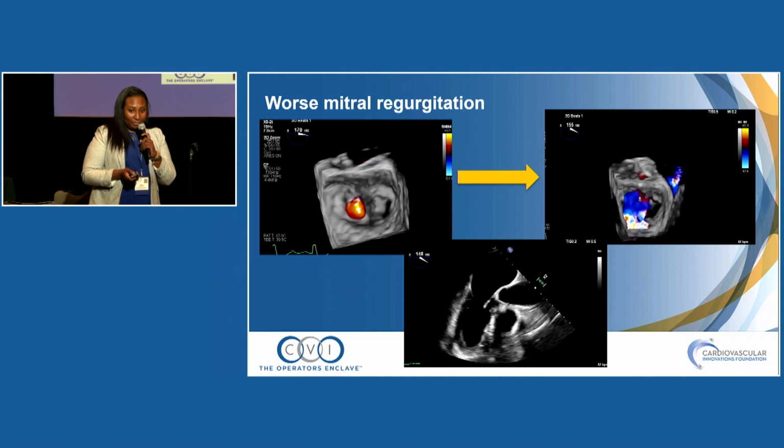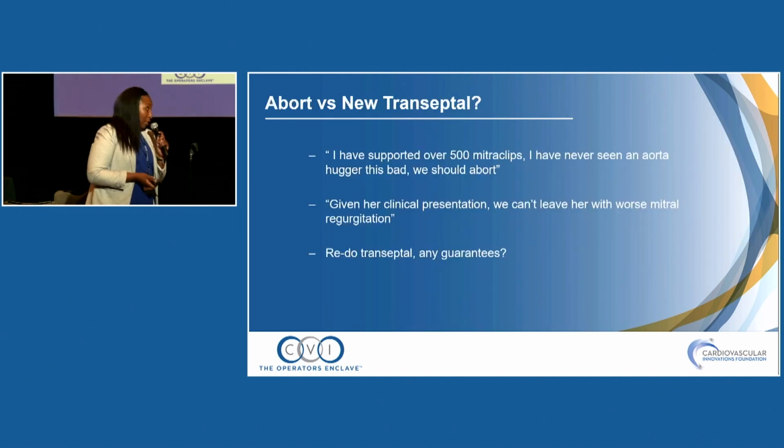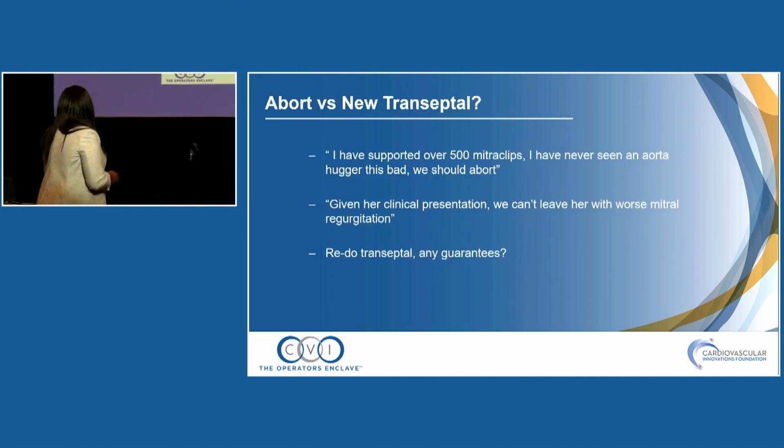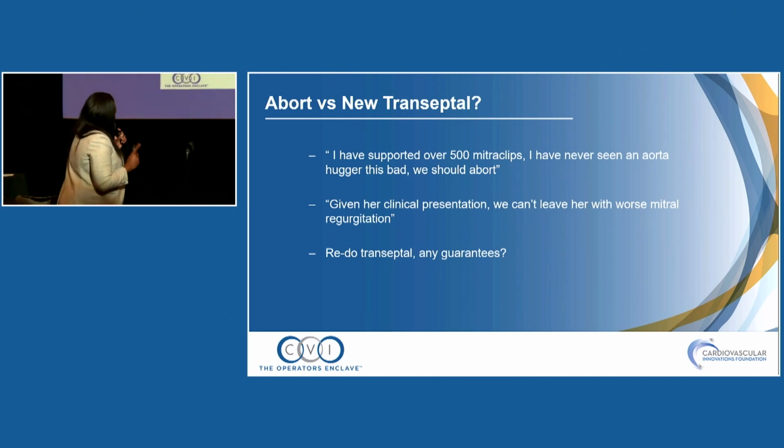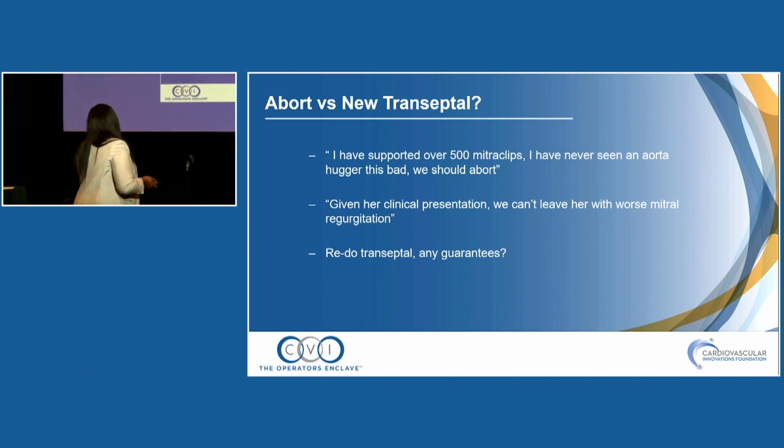And in the room, this is all the conversation that is going on now. Should we abort or should we do another transeptal? So the first one was the clinical support: I have never seen an aorta hugger this bad. Dr. Ukaigwe, we should abort. The middle one was my imager, who is a heart failure doctor, who said, we can't leave her with this worse mitral regurgitation given how she came. And the last one was the fellow: Dr. Ukaigwe, maybe we should do a redo transeptal, but what's the guarantee that we're not going to end up in the same place? What is missing here is a cartoon of me screaming in my head, get me out of here.